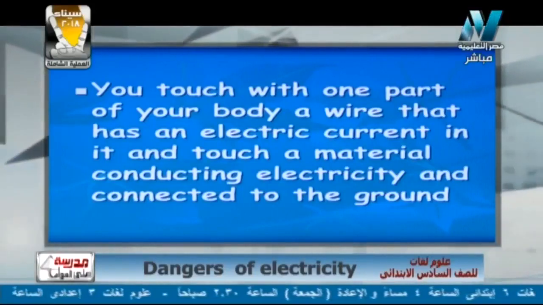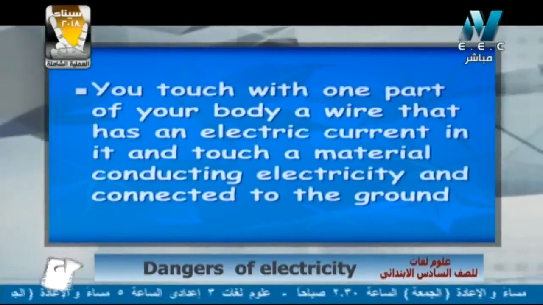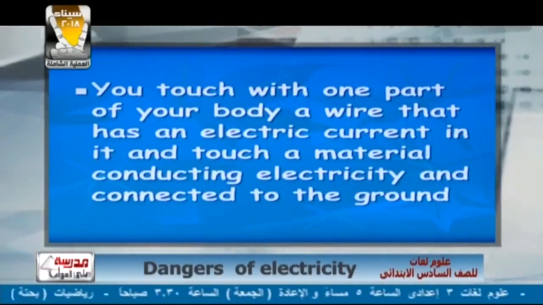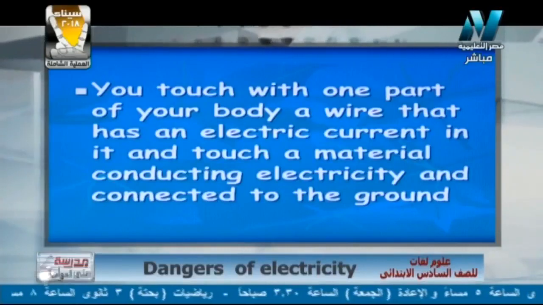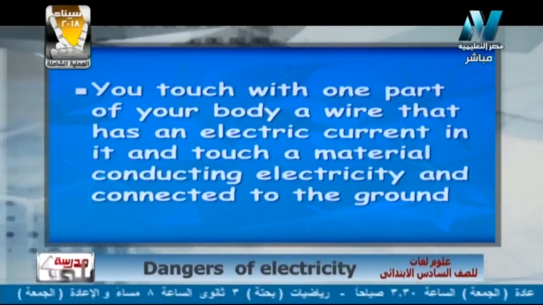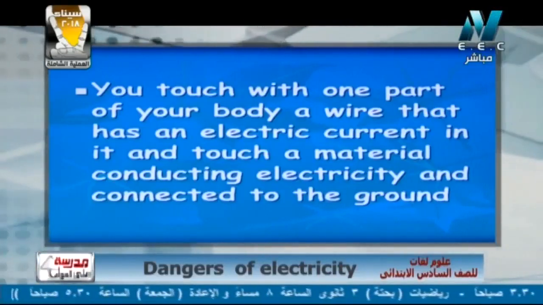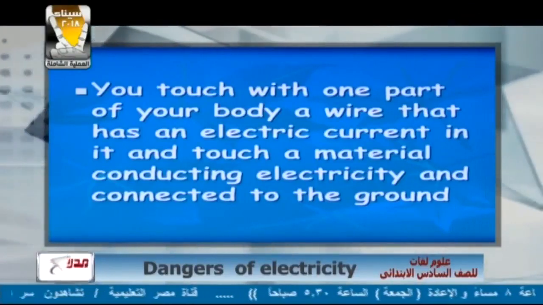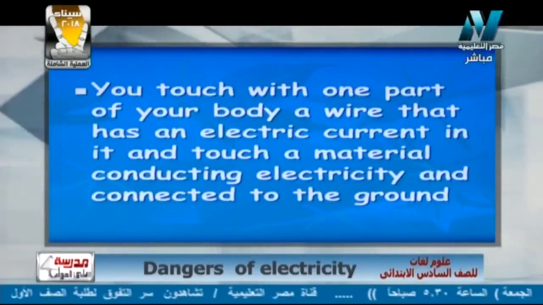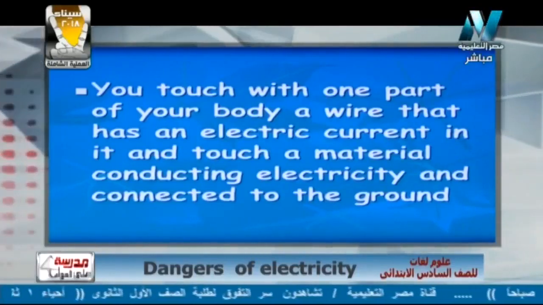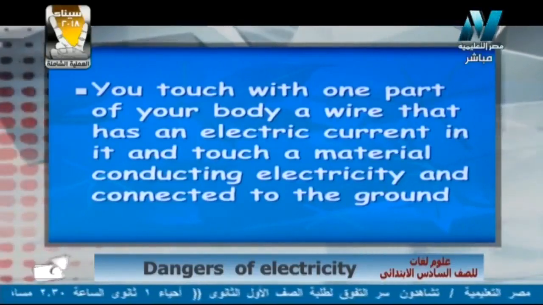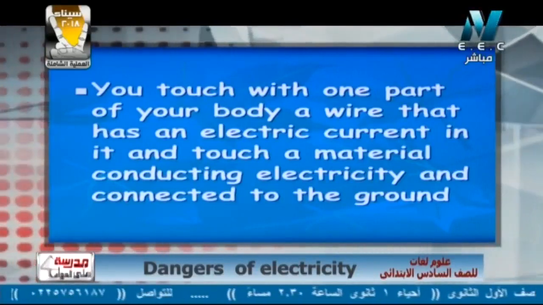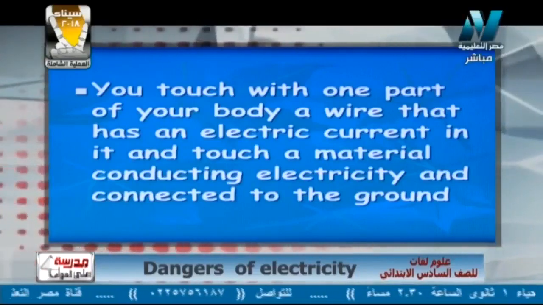عشان كده مهم قوي إن electrician أو الفني أو الكهربائي لما بيعمل أي repairs عندنا في البيت لازم يقف على wooden chair، كرسي خشب، أو wooden ladder، سلم خشب. ليه؟ Because the wooden ladder or the wooden chair are insulators. يبقى هنا مش هيكمل الدائرة الكهربية، يبقى هيعمل عازل، يعني مش هيتكهرب. So again, you touch with one part of your body a wire that has electric current in it and touch a material conducting electricity and connected to the ground.